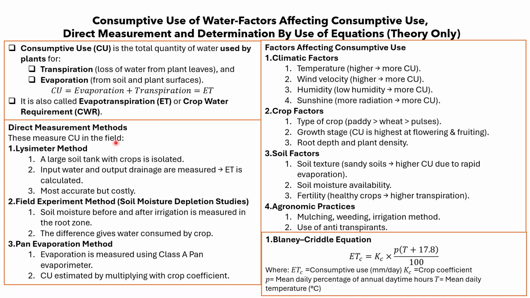Mainly we will use the Blaney-Criddle equation to estimate the evapotranspiration, that is ETc, which we can call consumptive use. Its units are per day. Here Kc means crop coefficient, P means daily mean percentage of annual daytime hours, and capital T means daily average temperature. By using this formula you can find how much consumptive use of water is affected, using the Blaney-Criddle equation.